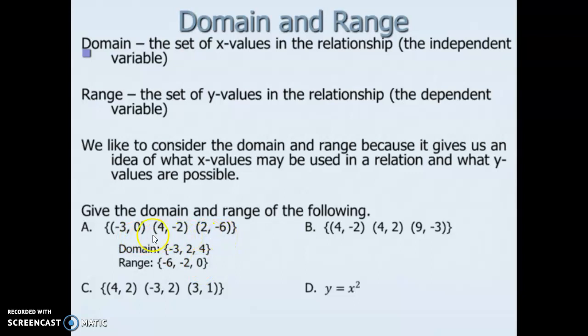Now, whether you list them in the order that they show up, -3, 4, 2 for the domain, or if you put them in order from least to greatest, that does not matter. You just have to make sure you have them all. I tend to list them in order from least to greatest, but would not count off in any way if you listed them in the order they showed up. Pause for a second and go ahead and try to do B, C, and D.